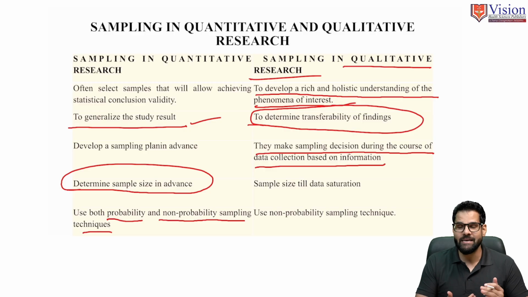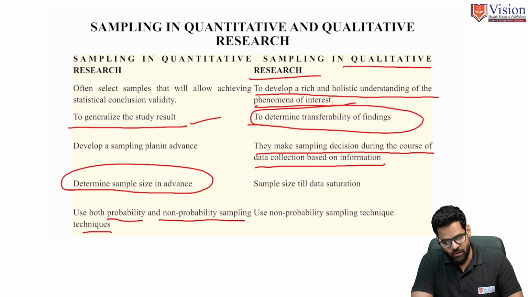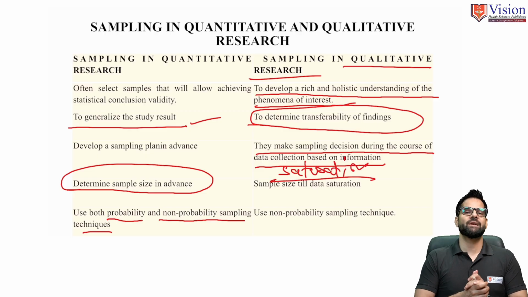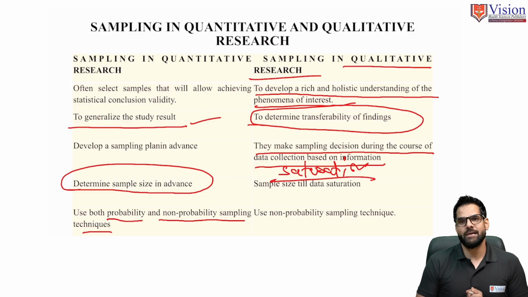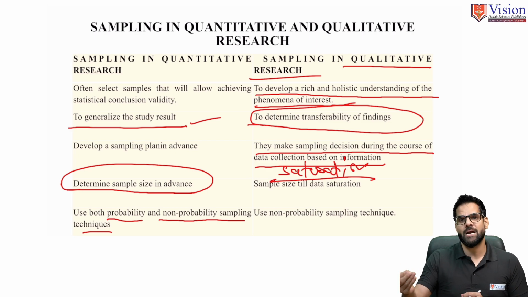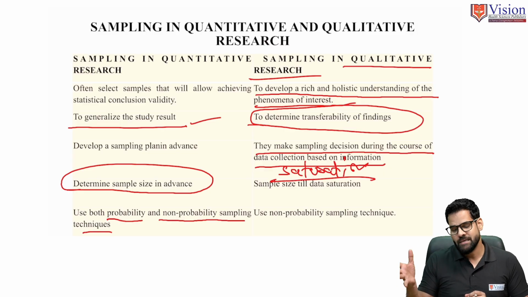And for collecting the data from the next sample, we decide based on the analysis of the previous data, and something we call saturation. So if someone asks you what should be the sample size for qualitative research, you say it is not decided in advance. It is based on the saturation. Saturation means you collect the data until you start getting new information, and there will be a point where you will start getting repetitive information, and there the researcher has to stop the data collection.